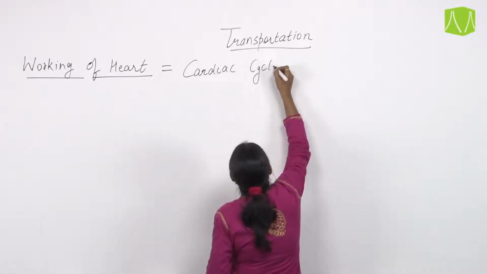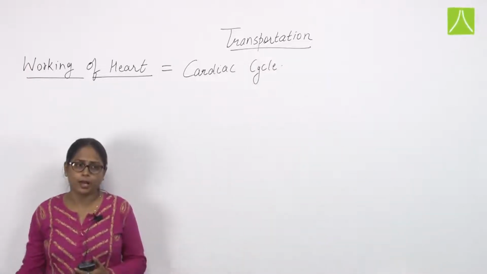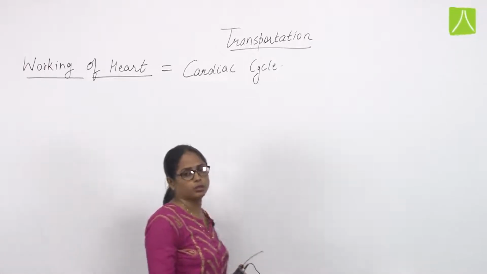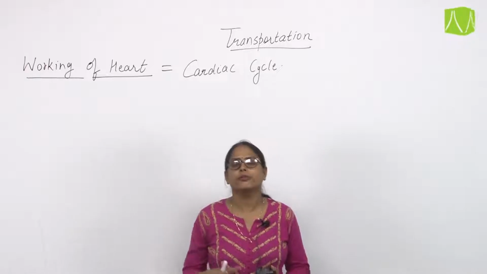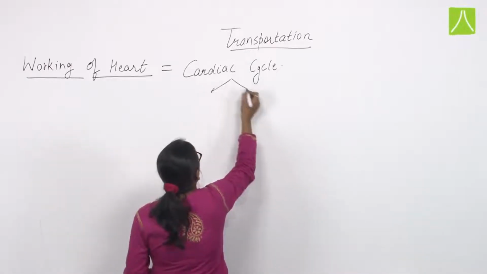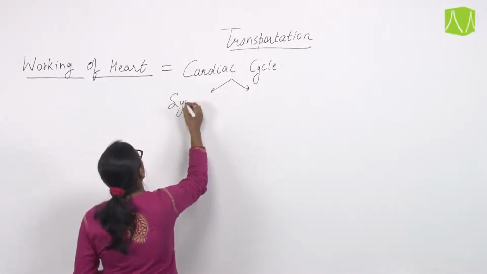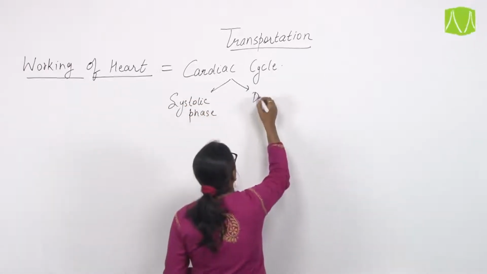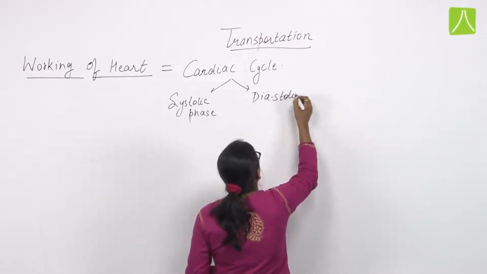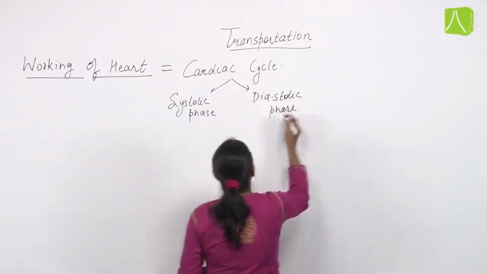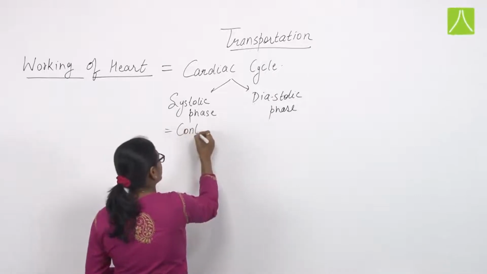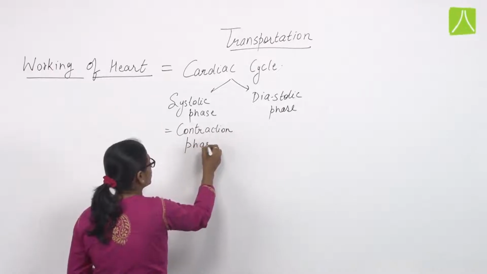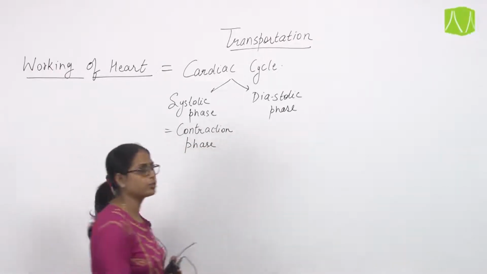That means a cycle run by the heart is known as the cardiac cycle. This cardiac cycle includes two particular types of phases: the systolic phase and the diastolic phase. Systolic means the contraction phase, and diastolic means the relaxation phase.